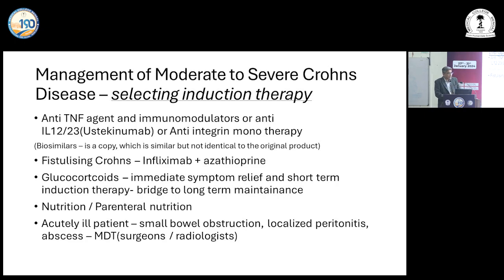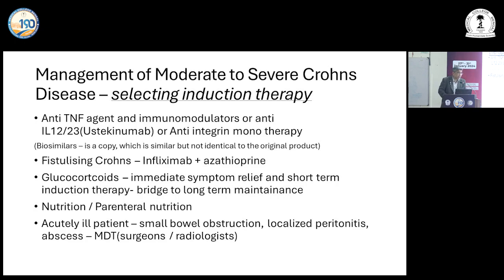Here for our Indian context, I will also mention biosimilars. This is very useful for us. What is a biosimilar? It's a copy which is similar but not identical to the original product. However, it's much cheaper than the original product. So often we do use biosimilars.